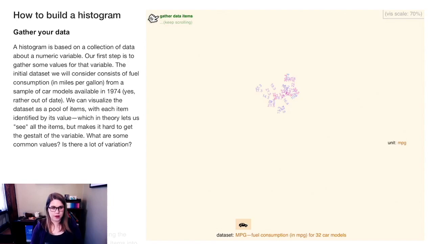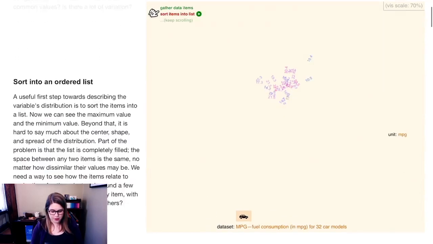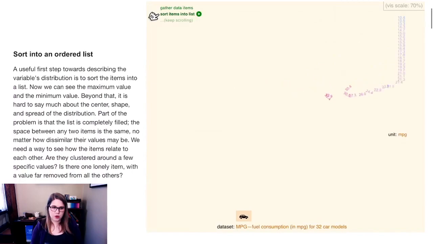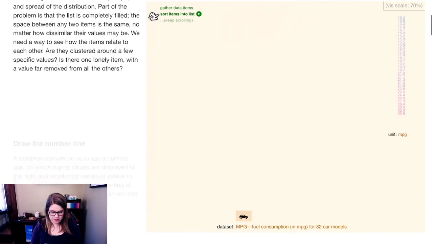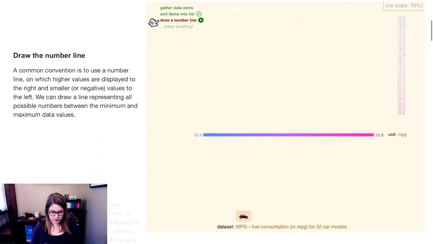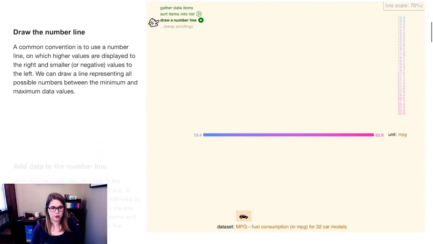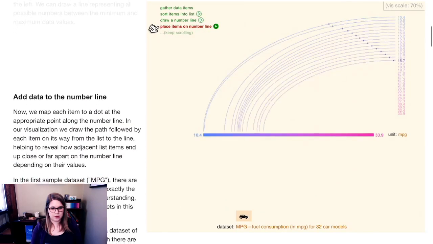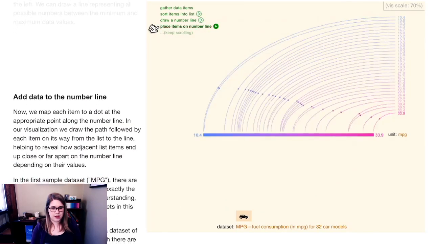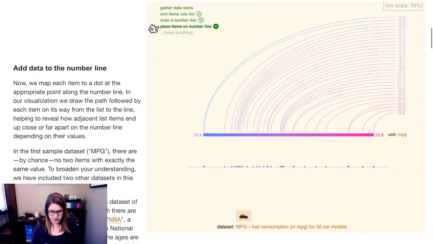So the idea with a histogram is that you gather your data and maybe you put it in order. So again, this is position along a common scale. We're sort of putting them in order. Right now, I haven't actually put them on the scale. I've just ordered them. But then I could put them along the number line. So put those dots down into those positions on the common scale, and I can see how far apart they are, or how close they are to one another.